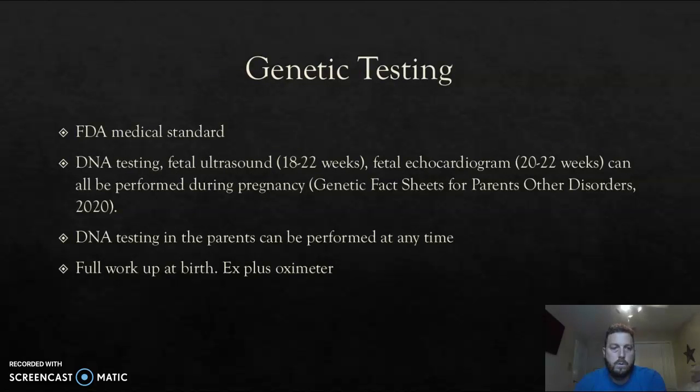Some examples of genetic testing that could take place. Since it is an FDA standard, testing can happen either while they're pregnant or when the patient's born. So they can do DNA testing, fetal ultrasound at 18 to 22 weeks, fetal echocardiogram at 20 to 22 weeks, and some DNA testing where they take out some amniotic fluid and test that.